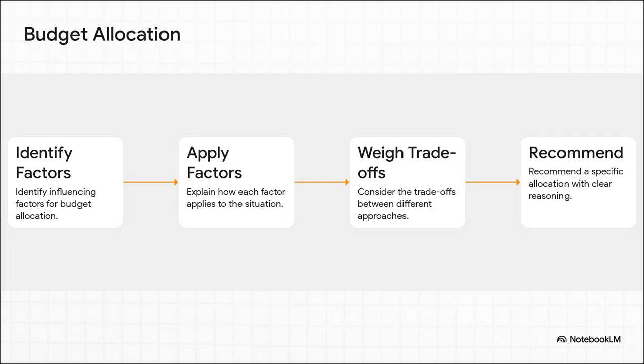So, what does this actually look like? Well, let's imagine you're allocating a budget. Instead of just asking, hey, how should I split this budget? You structure your prompt in steps. You'd say, first, tell me the key factors to consider. Second, explain how those factors apply here. Third, weigh the pros and cons of different approaches. And then, based on all that, give me a recommendation. See the difference? You get a full, transparent analysis, not just a number.